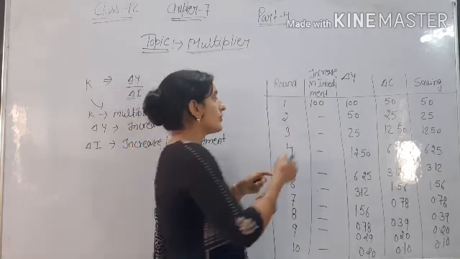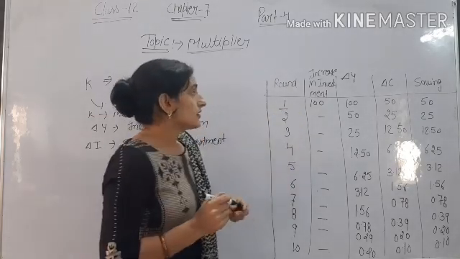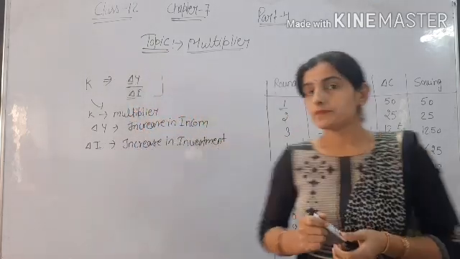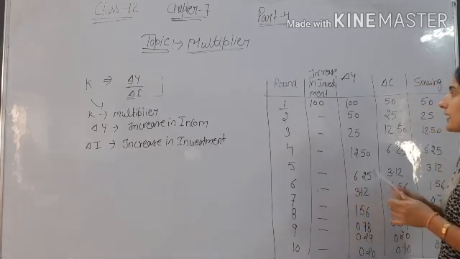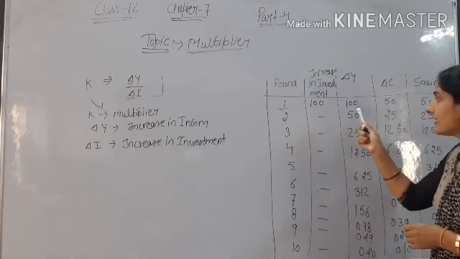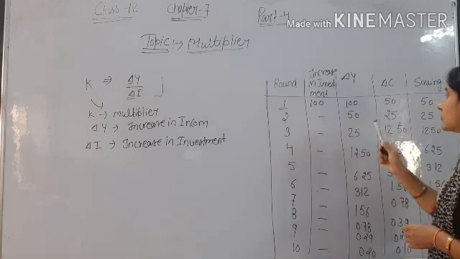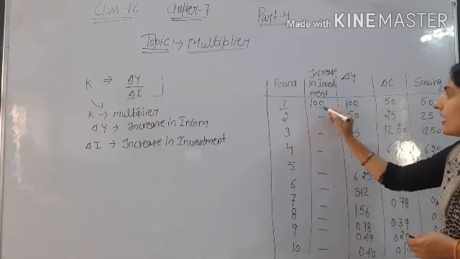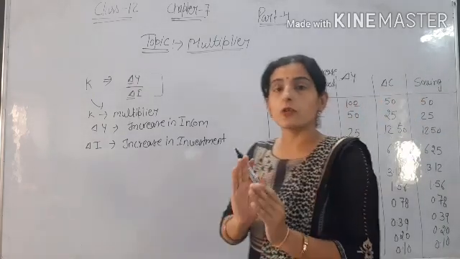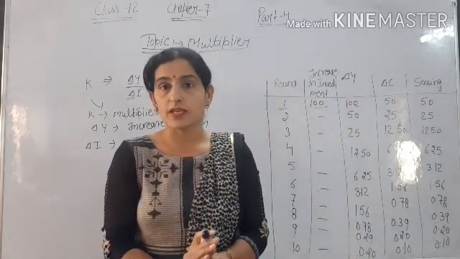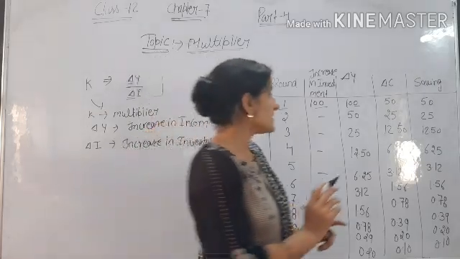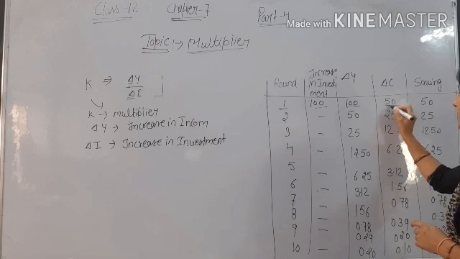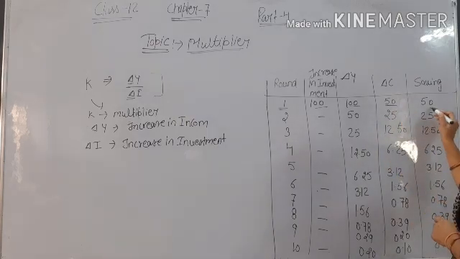So in the first round, meaning period 1, there is 100 rupees investment in the economy, and this 100 rupees is the change in income. This 100 rupees of investment is the 100 rupees income of a person in the economy, and the 100 rupees income of a person is divided into two parts: 50 is consumed and 50 is saved.